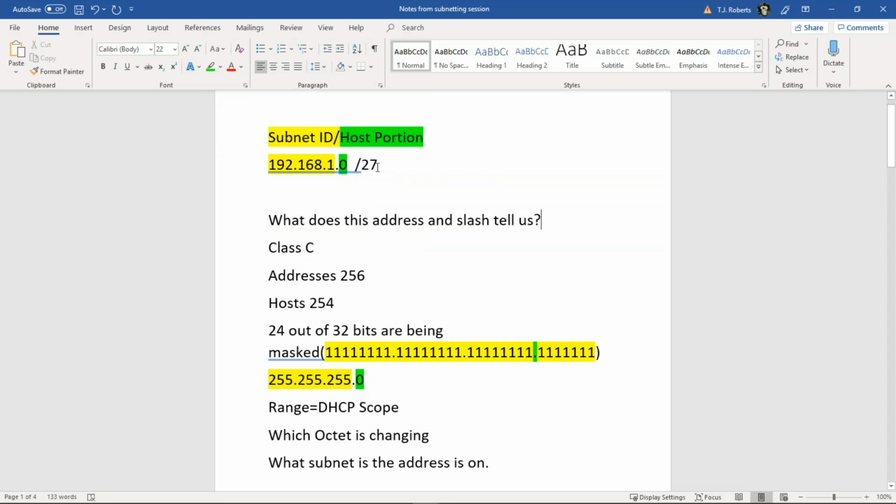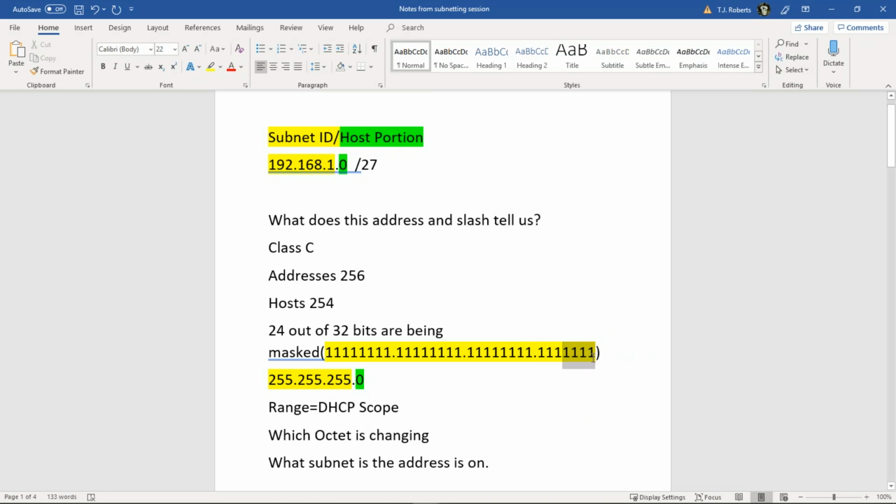There we go. Okay, so the first thing you need to understand about what this 27 represents is the number of bits that are being masked, the number of consecutive bits, more specifically. So basically, you just count to 27. Everything up to 27 is a 1, and then everything else is 0. So these are all 8s. You have 8, 16, 24, right? 24, 25, 26, 27.